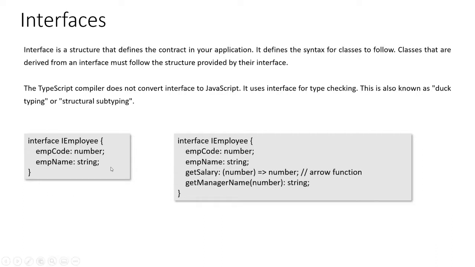That's the reason the TypeScript compiler does not convert an interface to JavaScript. It uses the interface for type checking. It is also known as duck typing because of structuring, right? We use an interface for structure. We can decide which type is a number, a string, and so on, right? That's the only purpose, which is why it doesn't affect anything.